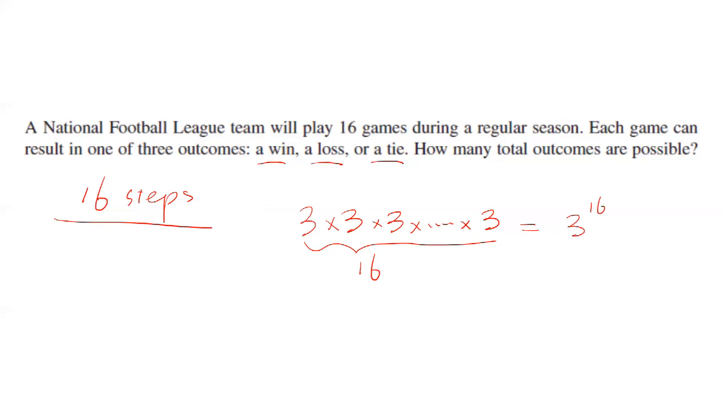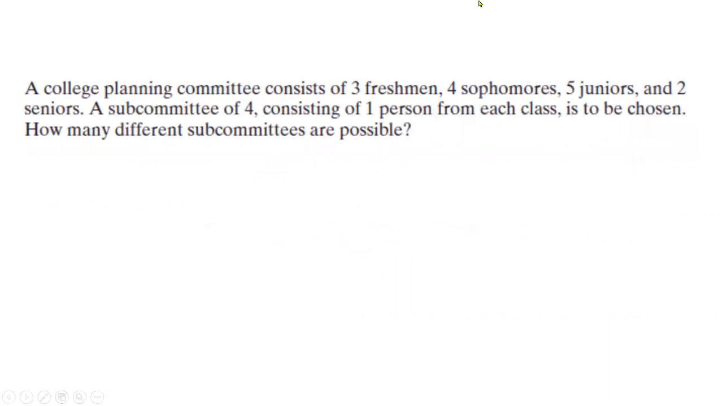Okay, any questions? No? Okay. All right, I'll leave this quiz for you to solve. Okay, I'll give you 5 minutes. A college planning committee consists of 3 freshmen, 4 sophomores, 5 juniors, and 2 seniors. A subcommittee of 4 consisting of 1 person from each class is to be chosen. How many different subcommittees are possible?